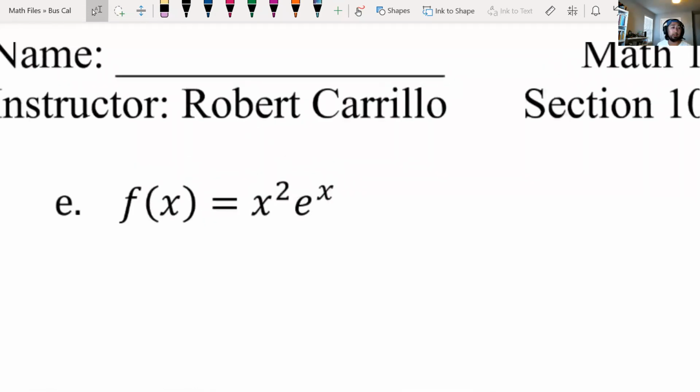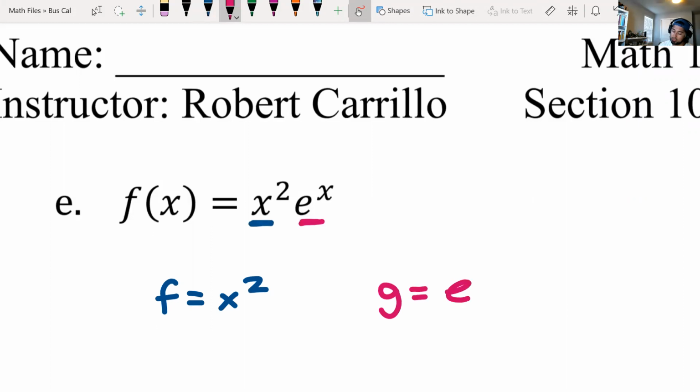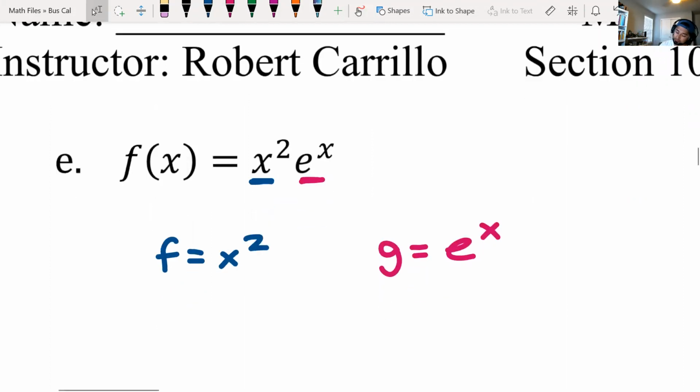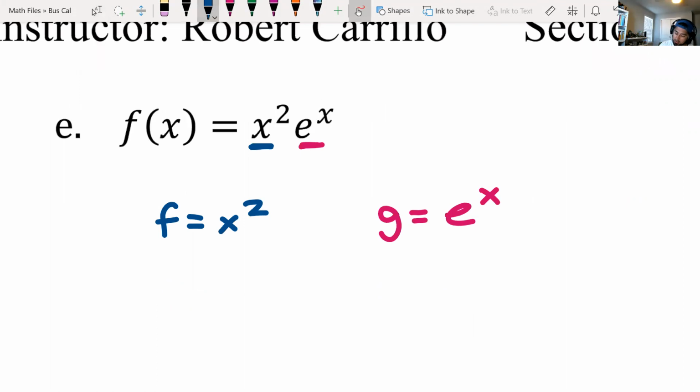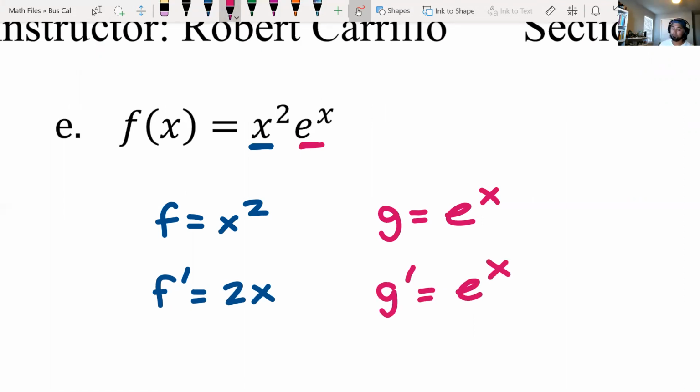Okay. Still product rule. Now you have x squared times e to the x. So x squared is our f, e to the x is our g. So f, we get x squared. g, we get e to the x. And then f prime, we get 2x. g prime, we still get e to the x.